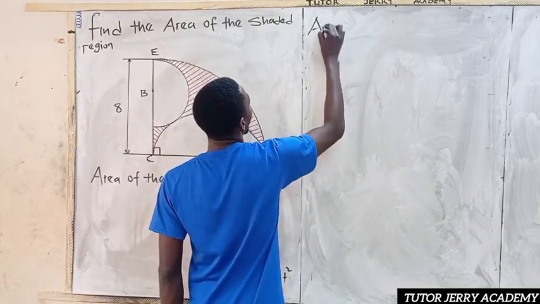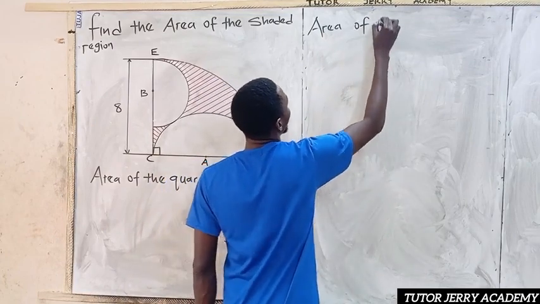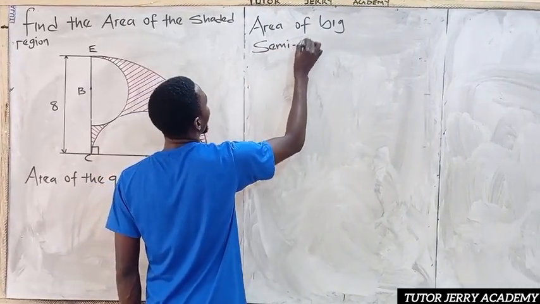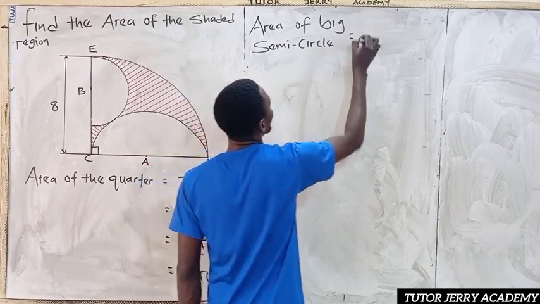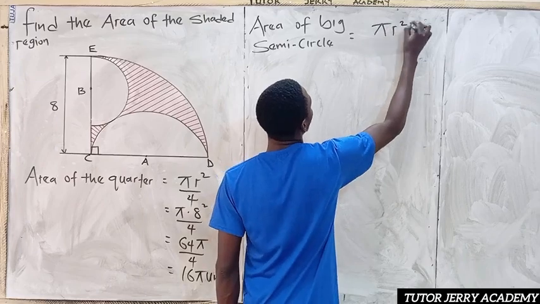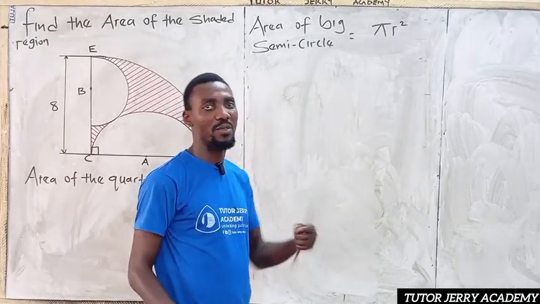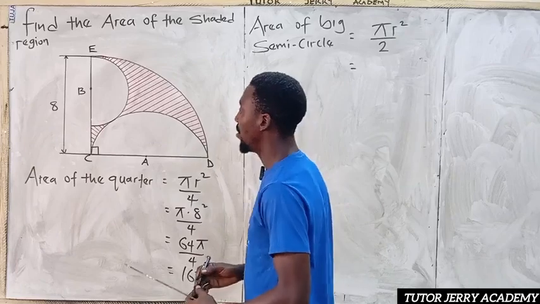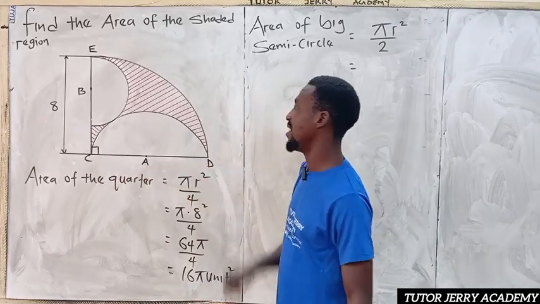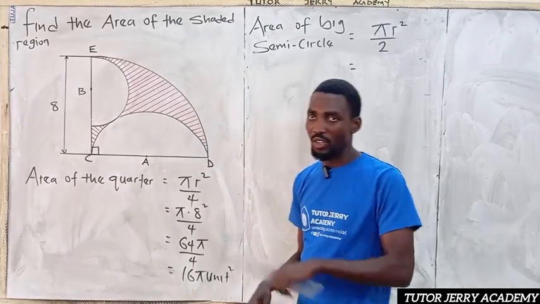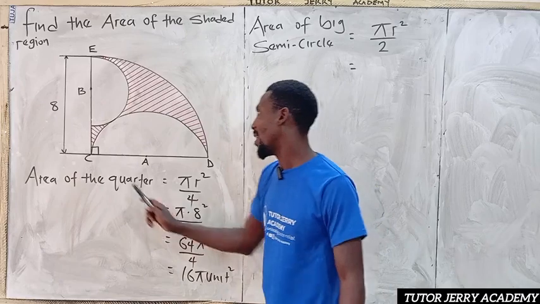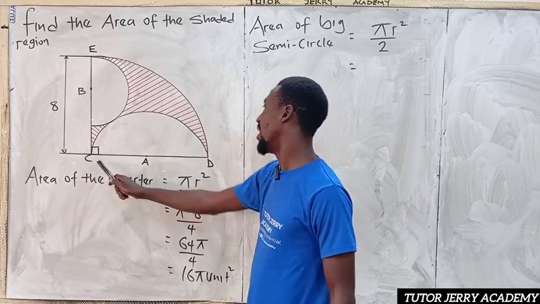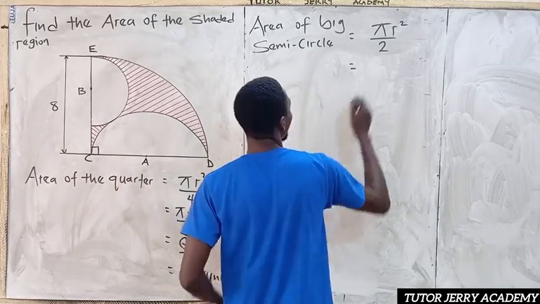Area of big semicircle. So this will be equal to pi r squared, that is the area of the full circle. But we said semi, so we divide by 2. Now, from this point to this point is the diameter of this big circle. So if we divide it by 2, we get the radius. We said CD is the same thing as CE. So CD is 8, then half of CD is 4.